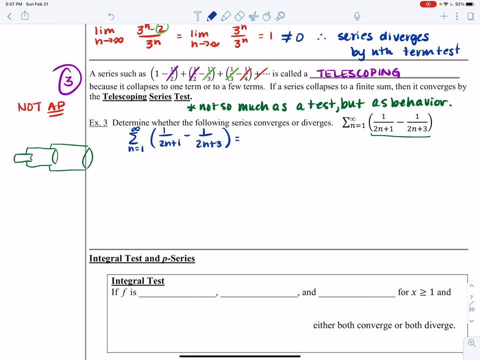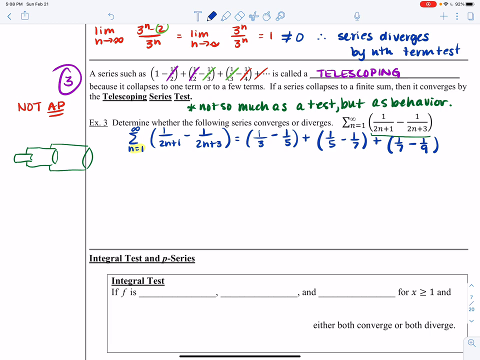So if I plug in 1, why 1? Because our index starts at 1. I got 1 over 2 times 1 plus 1, that's 1/3, minus 1 over 2 times 1 plus 3, that's 1/5. I can go to my second term. 1 over 2 times 2 plus 1, that's 1/5, minus 1 over 2 times 2 plus 3, that's 1/7. Go to the next term. 1 over 2 times 3 plus 1, that's going to be 1/7. 1 over 2 times 3 plus 3 is going to be minus 1/9.